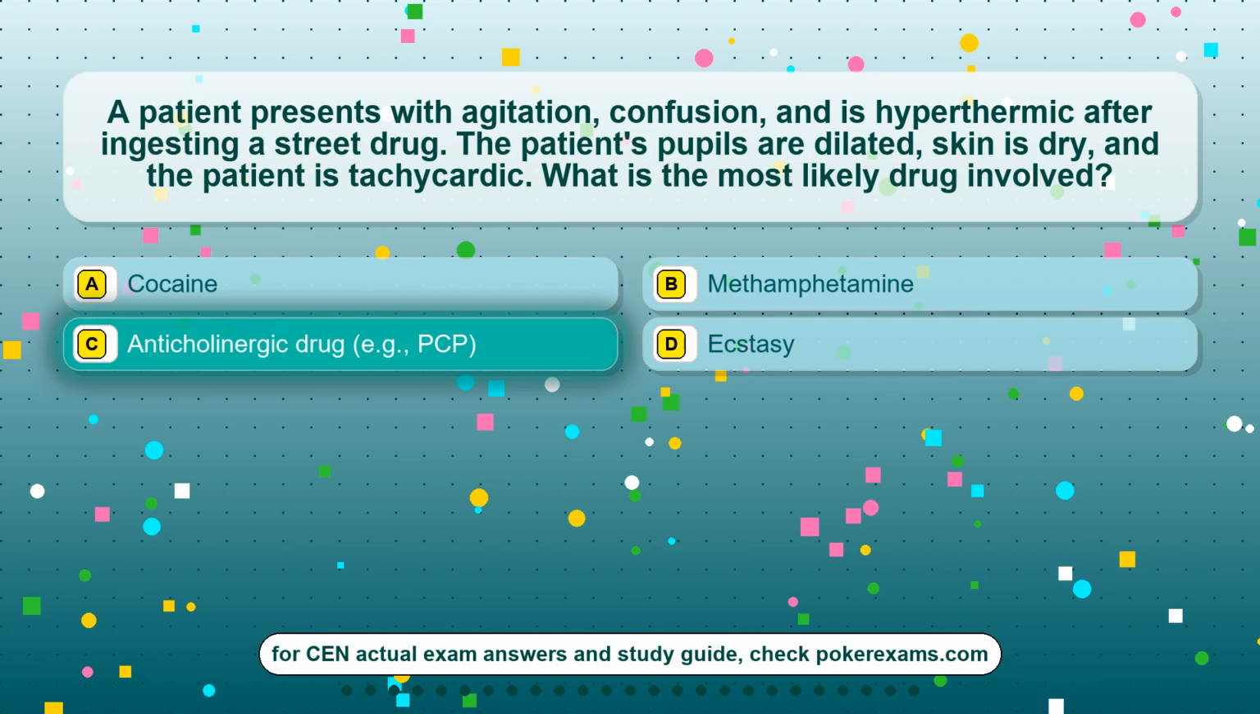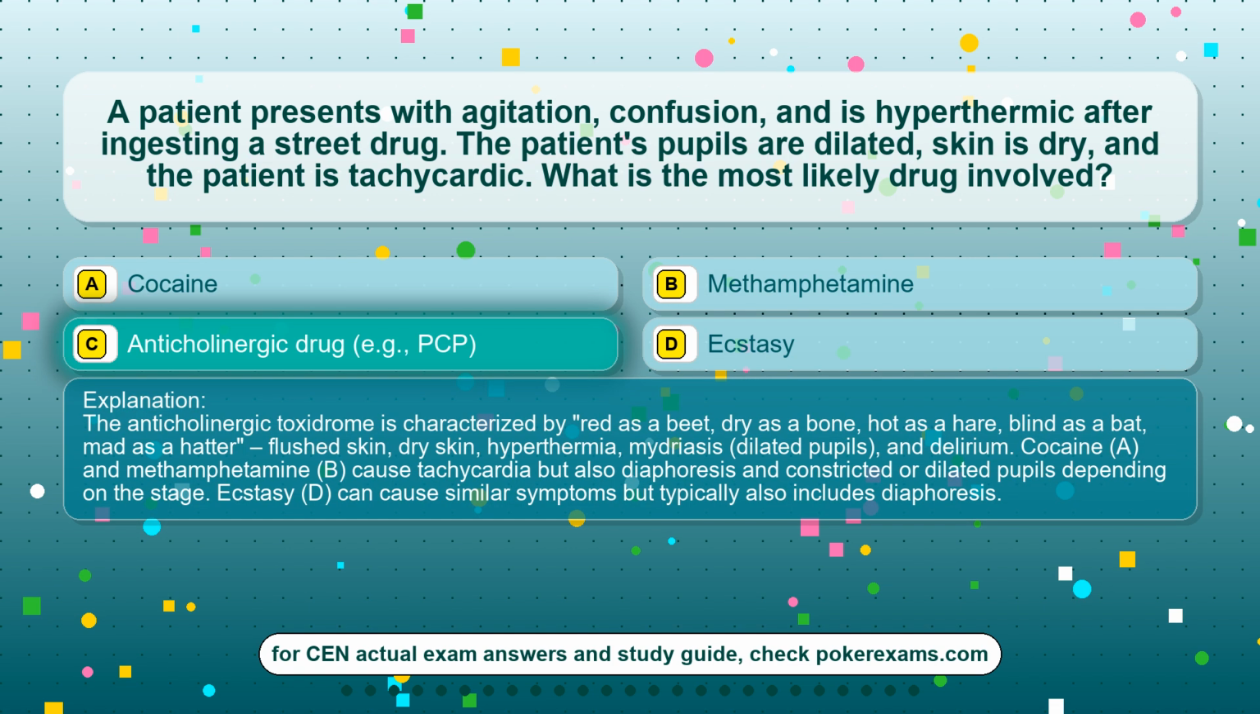The correct answer is option C, anticholinergic drug, example PCP. The anticholinergic toxidrome is characterized by red as a beet, dry as a bone, hot as a hare, blind as a bat, mad as a hatter: flushed skin, dry skin, hyperthermia, mydriasis, dilated pupils, and delirium. Cocaine, A, and methamphetamine, B, cause tachycardia but also diaphoresis and constricted or dilated pupils depending on the stage. Ecstasy, D, can cause similar symptoms but typically also includes diaphoresis.